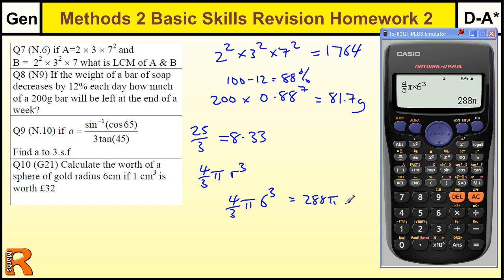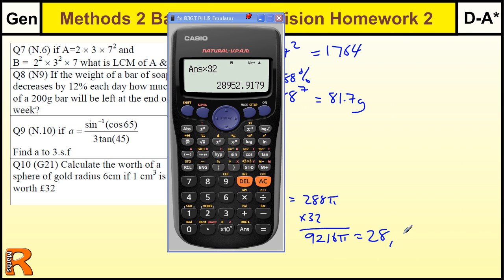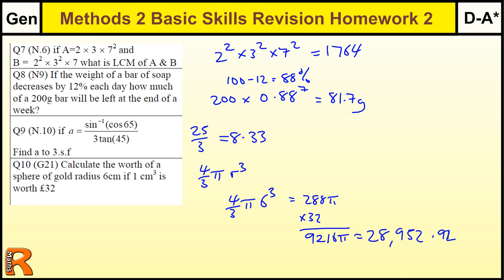So that's the volume. And if 1 centimetre cubed is worth £32, we just need to times that by 32. Times by 32 gives us 9,216 pi. Now we want it as money, so we need to change that into a decimal, which is equal to 28,952 pounds to the nearest pound, or you could go 92 to the nearest pence, but the nearest pound would be fine.